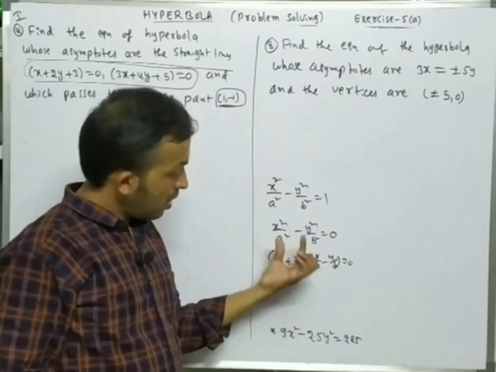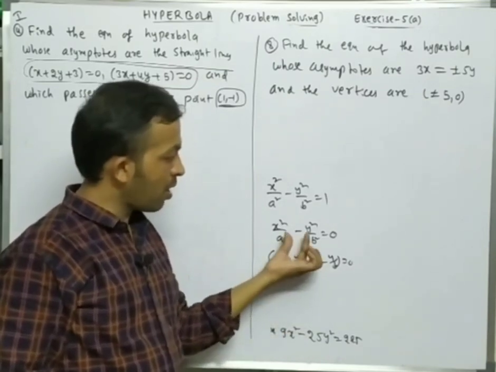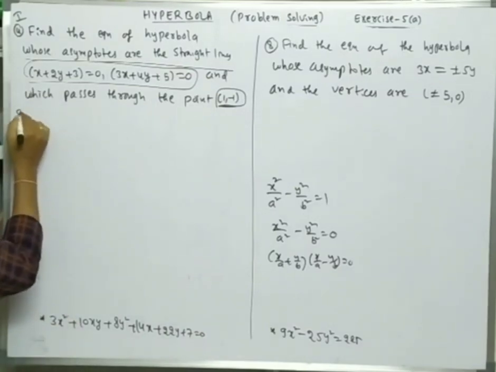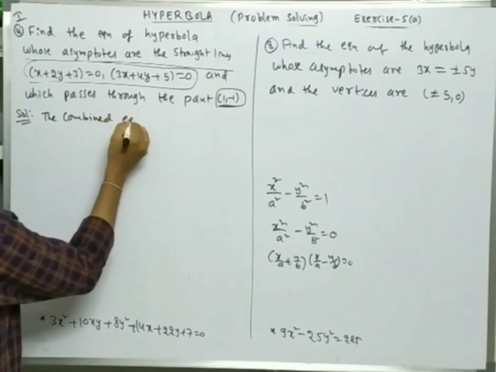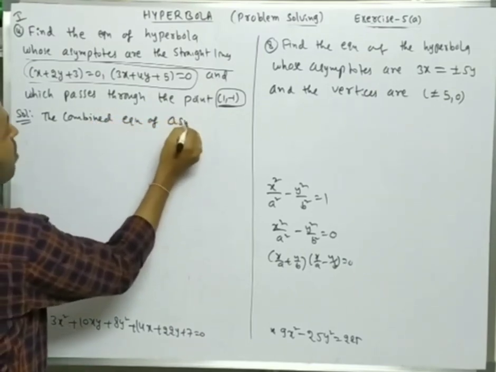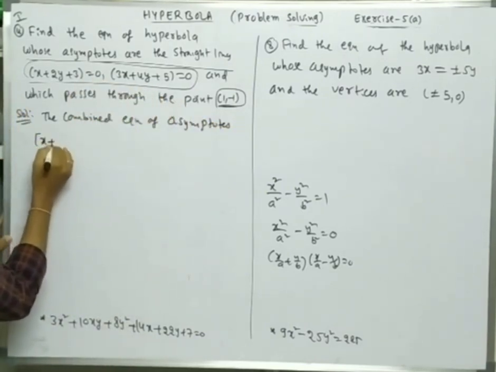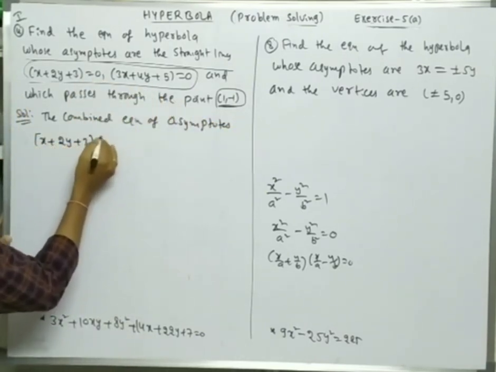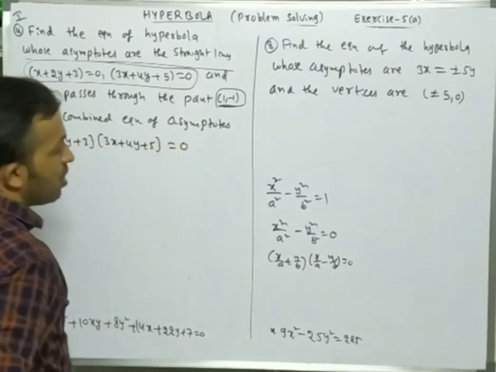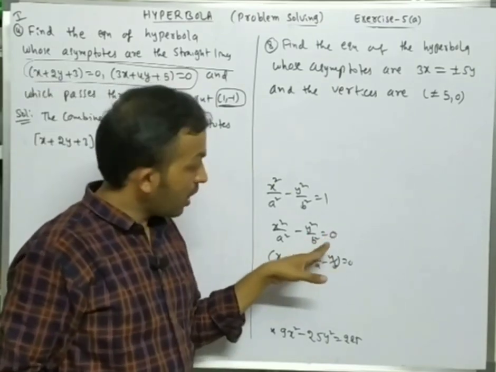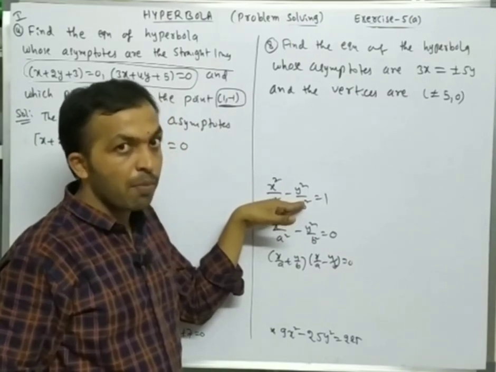So here two asymptotes are given, which means we need the combined equation of asymptotes. What is the combined equation of asymptotes? Just multiply those equations: (x + 2y + 3)(3x + 4y + 5) = 0. This one, right? So from this equation, how can we get the equation of the hyperbola?